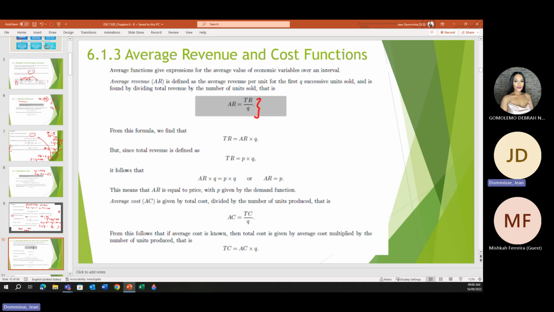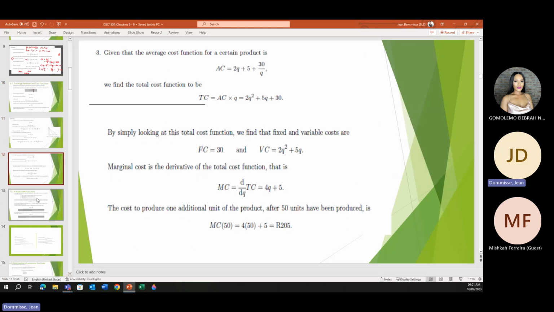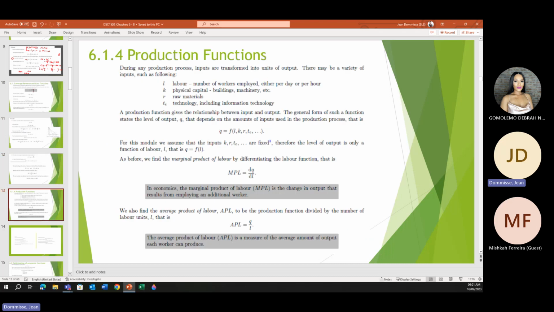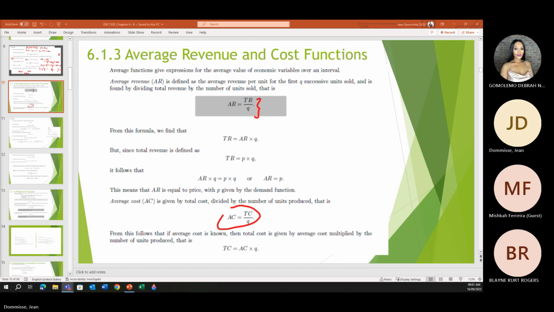The same if it is the next slide, unless we have an example. Okay, so we've got a few examples. So let's just, the same will happen with your average revenue and average cost. So sorry, here's your average cost. Again, very similar. If you look at your average cost, it will be your total cost divided by Q.